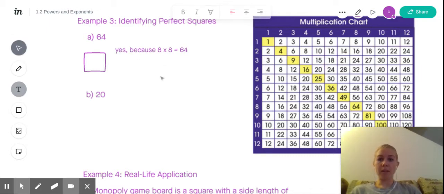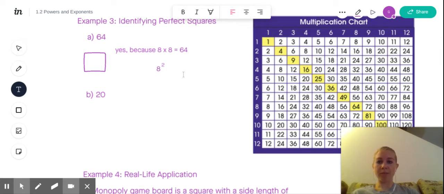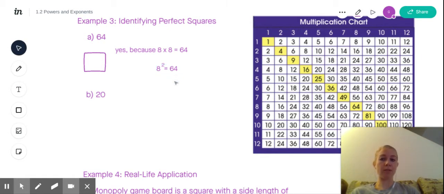Okay, so 8 times 8, well, we can write that as an exponent, right? Because our base is going to be 8. And how many 8s do you see? 1, 2. So our exponent is going to be 2. So we just learned that 8 squared, 8 to the second power, and when you see the exponent is 2, you just say squared. So 8 squared is 64, which makes 64 a perfect square.